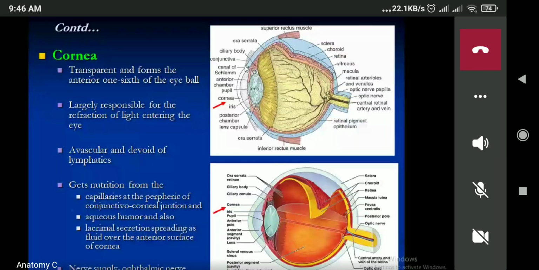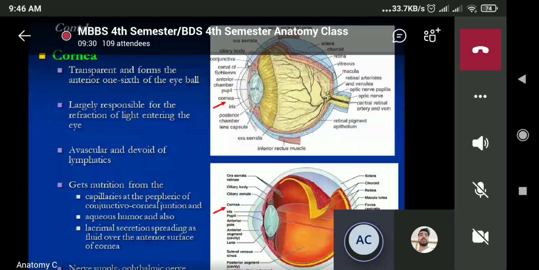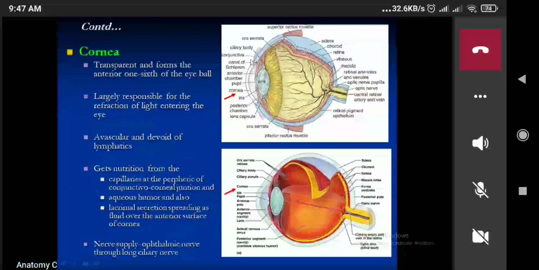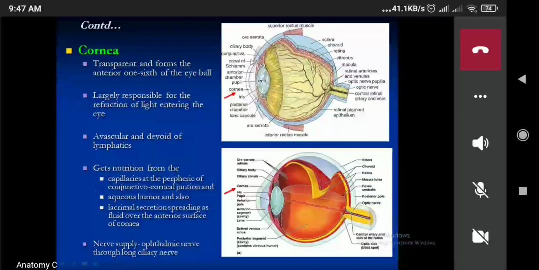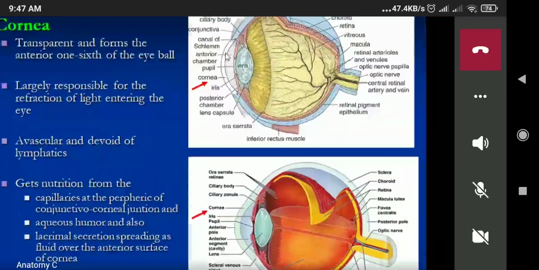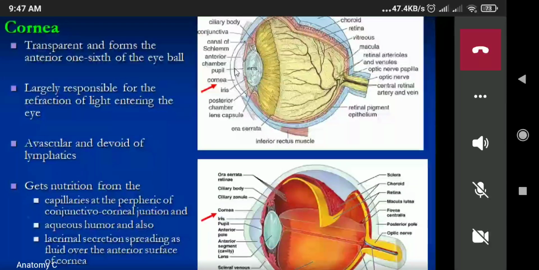This one, can you see this part? This is known as the conjunctiva, and this is known as the cornea. Now, can you see the junction of the conjunctiva and the cornea? This is known as the conjunctivo-corneal junction. At that part, at the periphery, we have the capillary. From there, the cornea will receive the nutrition by diffusion. So it has various ways of receiving nutrition. Okay? And the nutrition is mainly by the diffusion process.